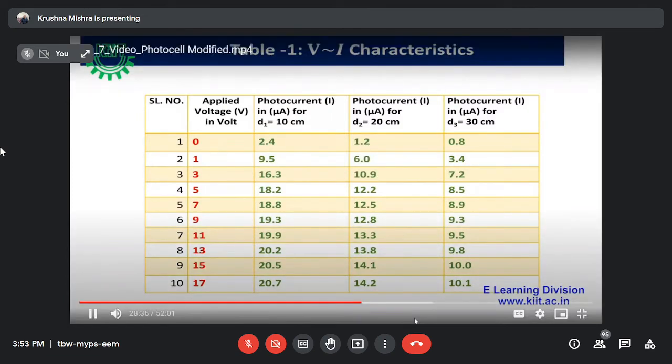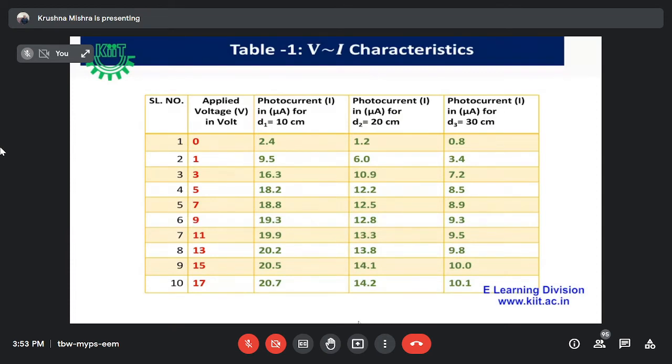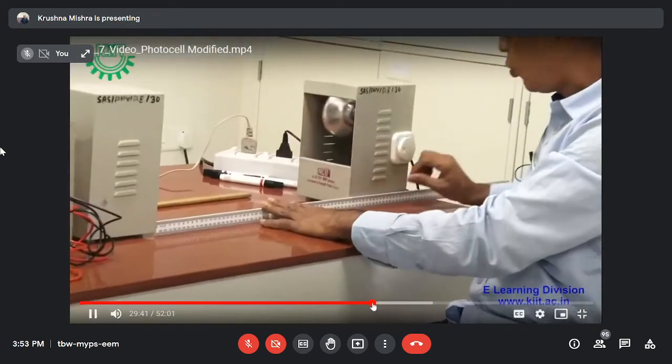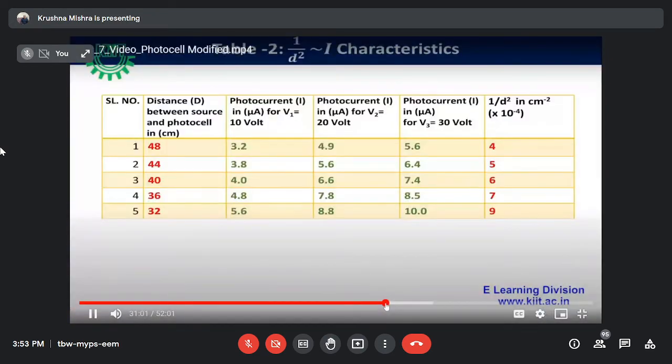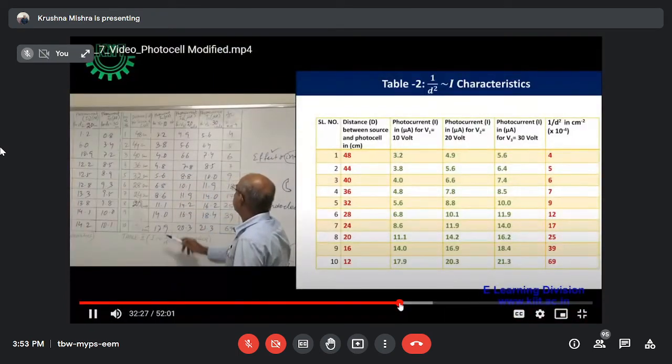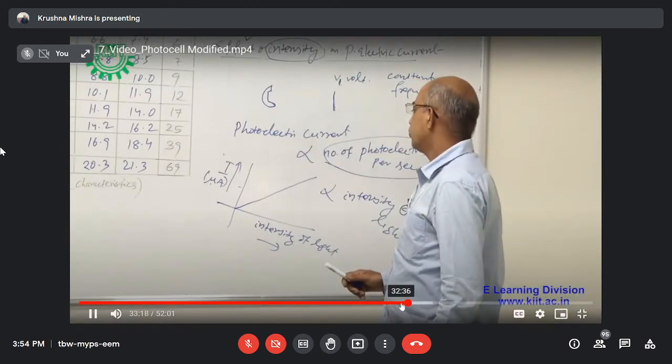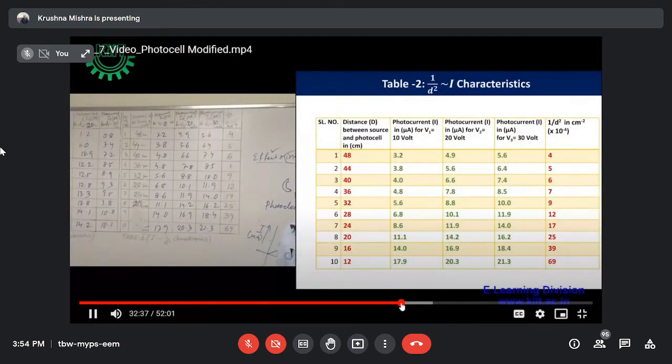If we go through the entire table, it is clearly observed that the photocurrent is gradually decreasing as the distance between source and cell increases from 10 to 48 centimeter. So the photocurrent is in proportion to the intensity of light.